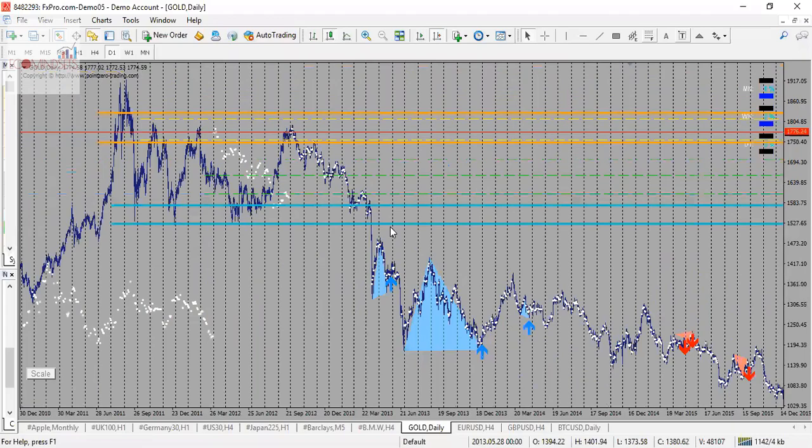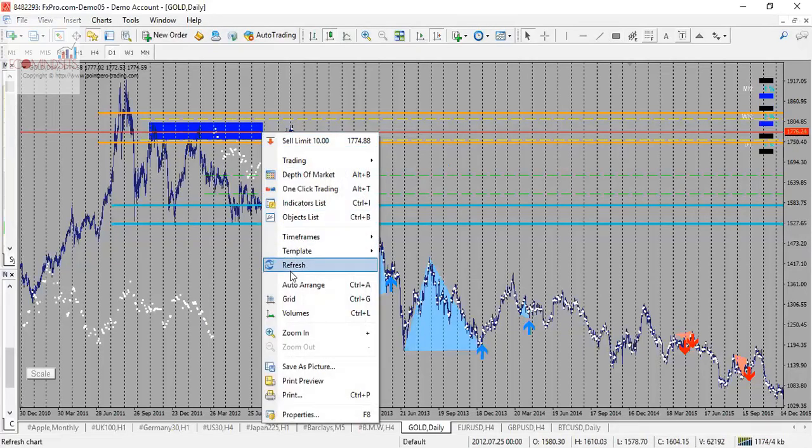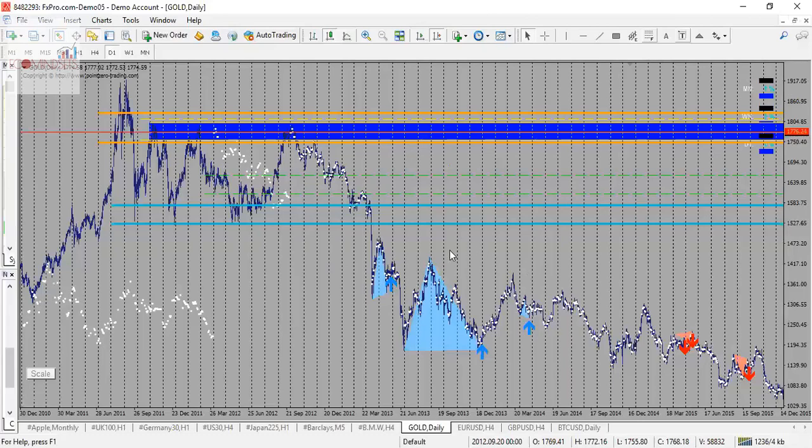So this is giving us a very nice setup in terms of the resistance levels where price currently is located on gold. So this is our daily resistance level. Nice. And then we can also see our support level over here on the daily time frame. So this is our support, resistance turned support levels, right here.